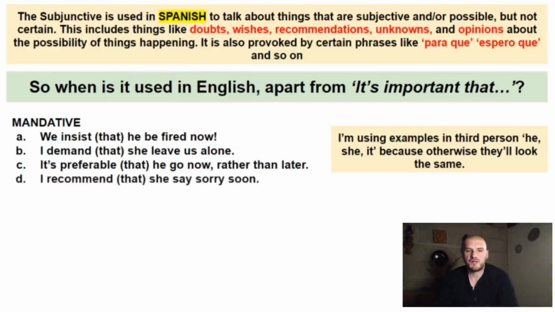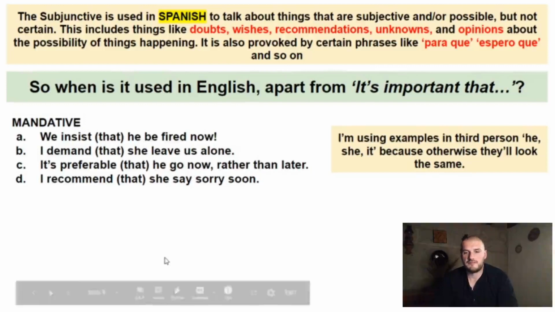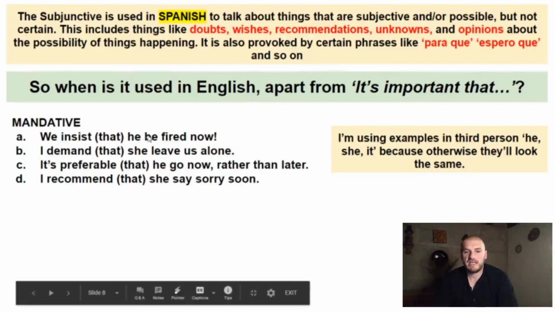I recommend as well. So verbs like we insist that, I demand that, it's preferable that, I recommend that. If you're asking somebody to do something or telling somebody to do something, then the next word is going to be the person, he, she, and then the verb in subjunctive. Okay? We insist he be fired now.